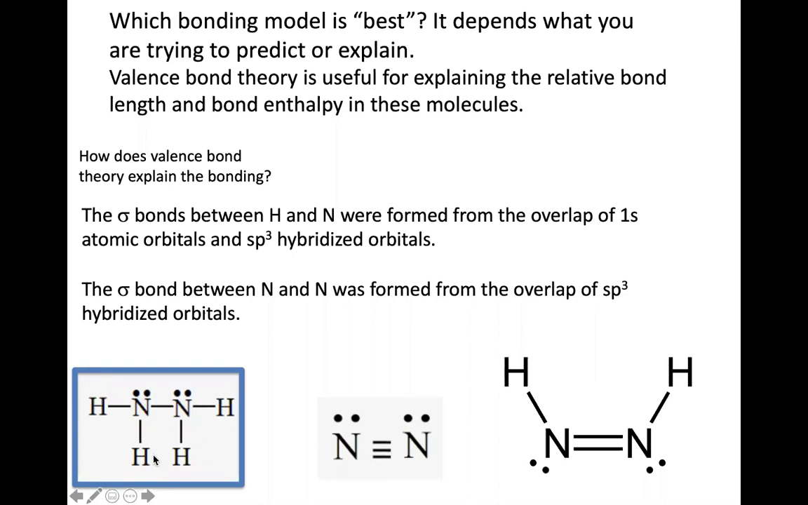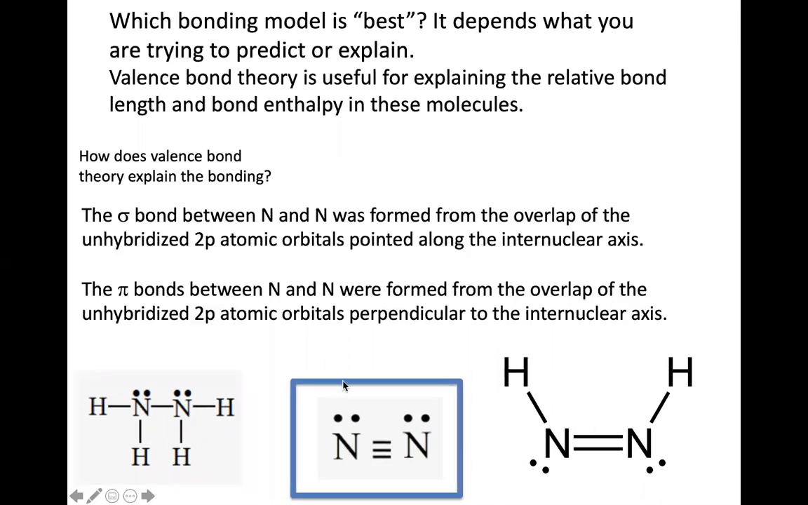That's how I'm explaining the bonding in this molecule. If I'm using valence bond theory for N2, I don't really need to hybridize anything because I already have atomic orbitals that have the correct alignment. I could form a sigma bond between the nitrogens because I have an unhybridized p orbital that would be along that axis. So it already works.